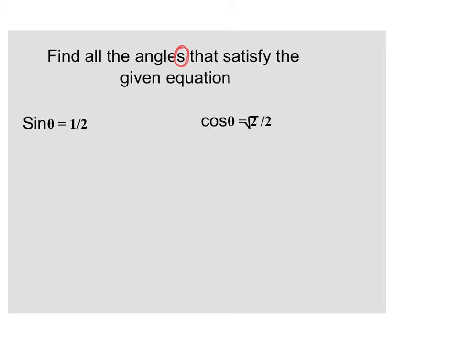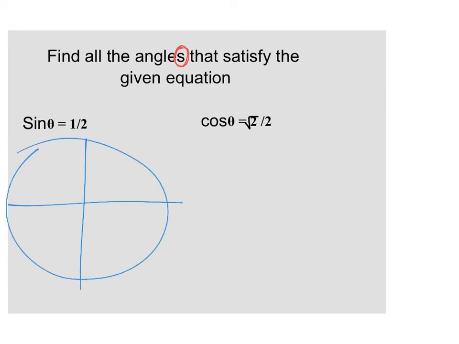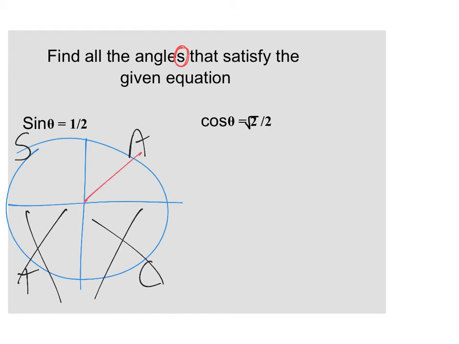Which quadrants do you think we must be in for this, sine of theta equals a half? A. Yep. And what else? S. Yep. Because those two quadrants are where sine is positive. So, good. I draw my picture, and I've got two of them.